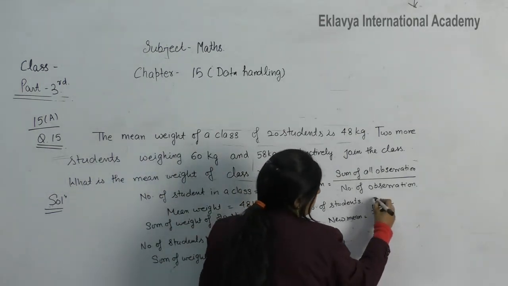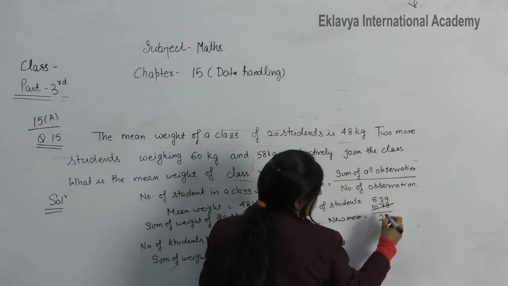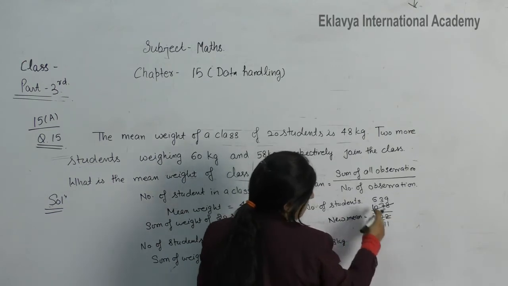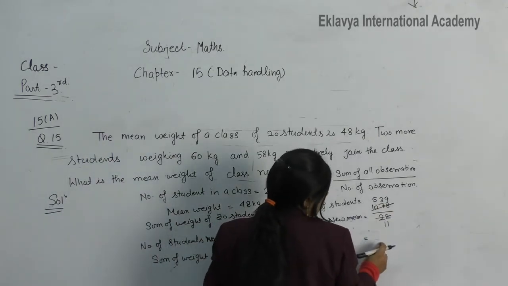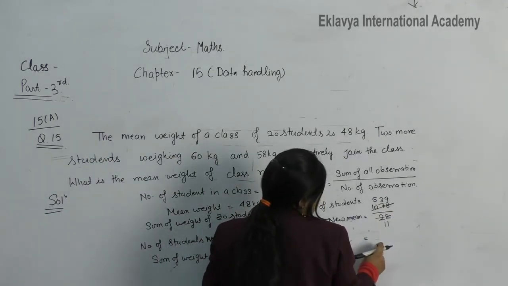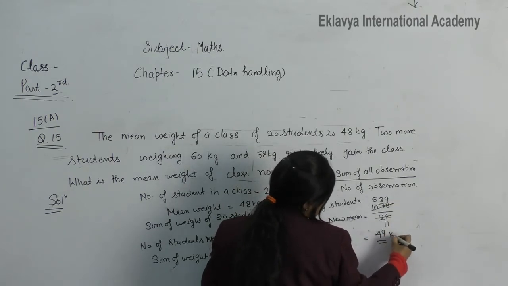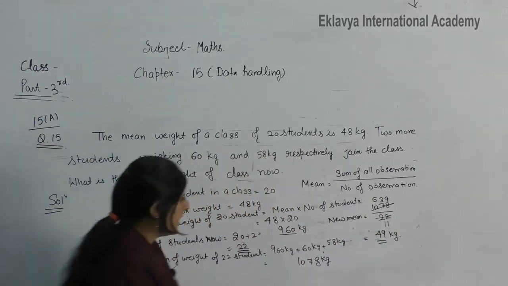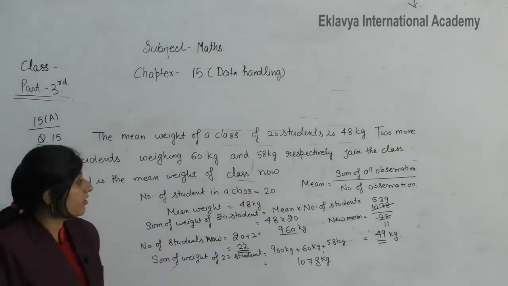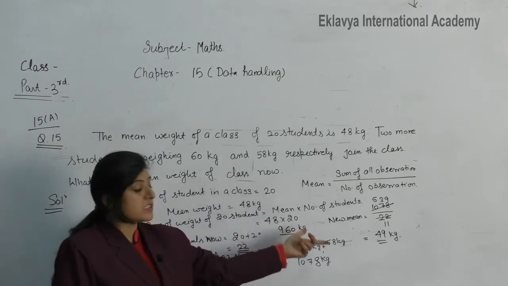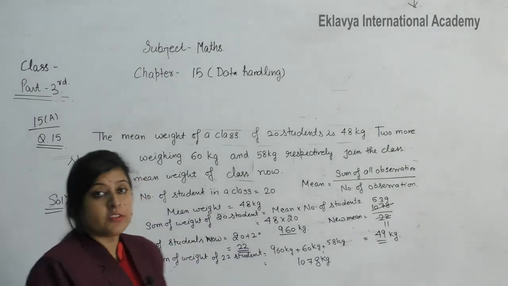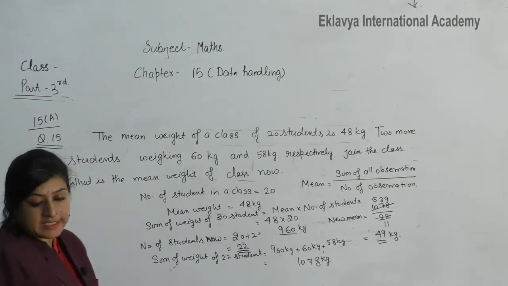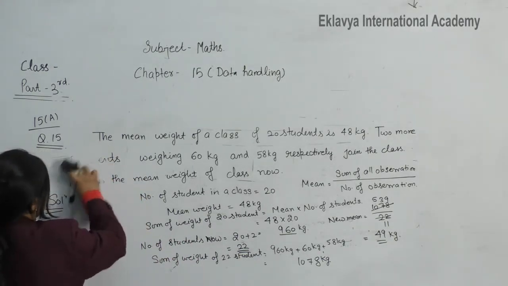Cut it. 2 5s are 10, 2 3s are 6, 2 9s are 18, 11 4s are 44, 11 7s are 77. It means the new mean, the mean weight of the class now, is equal to 49 kg. So you can complete your mean related exercise 15A properly.